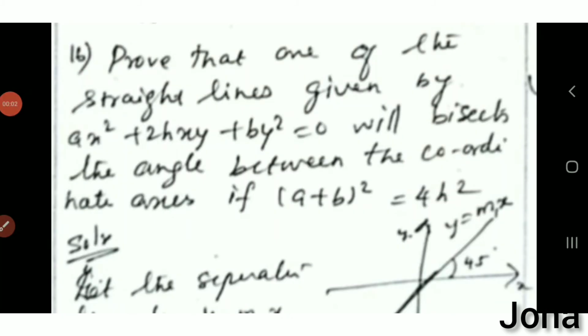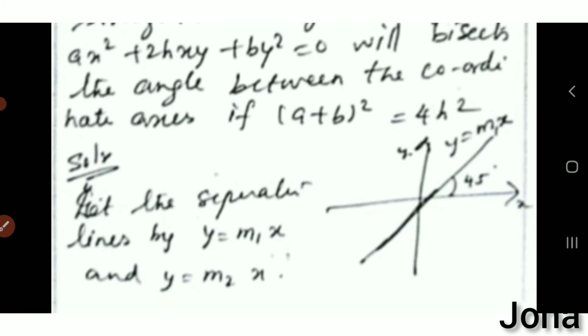16th sum. Prove that one of the straight lines given by ax square plus 2hxy plus by square equal to 0 will bisect the angle between the coordinate axes if a plus b the whole square equal to 4h square. Here we want to prove the given straight line will bisect the angle between the coordinate axes if a plus b the whole square equal to 4h square.